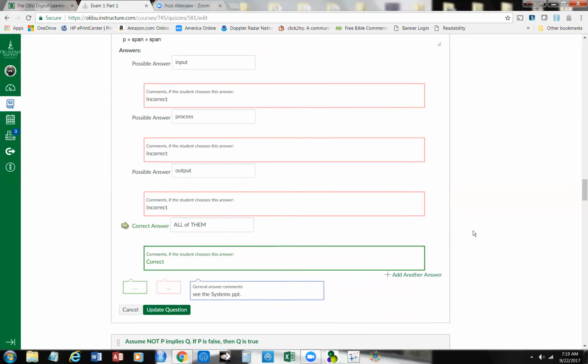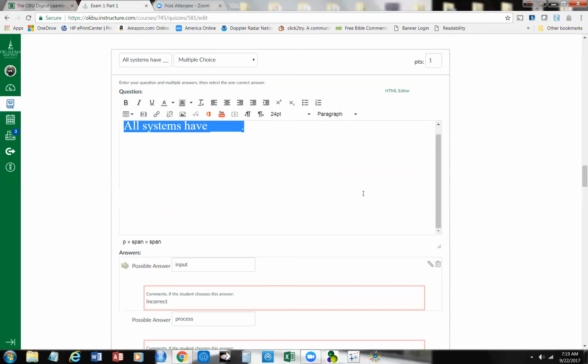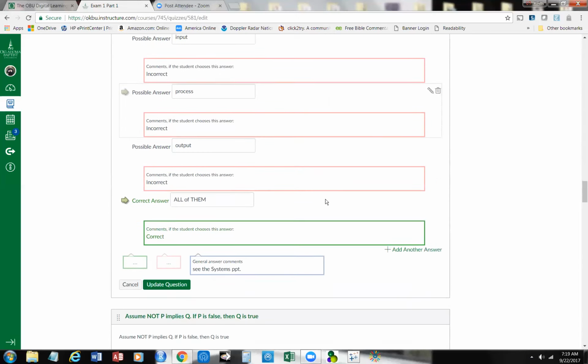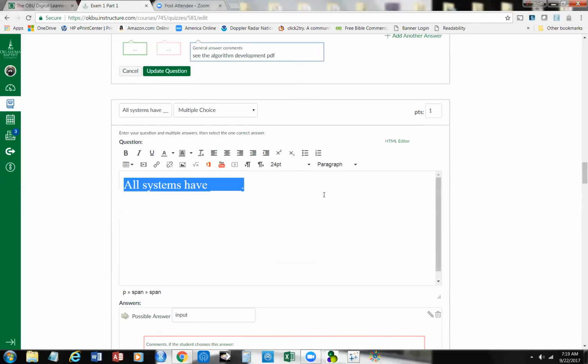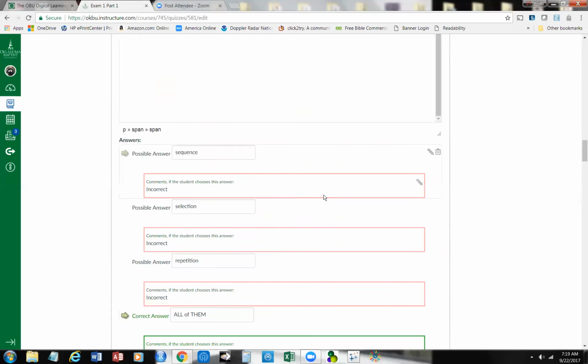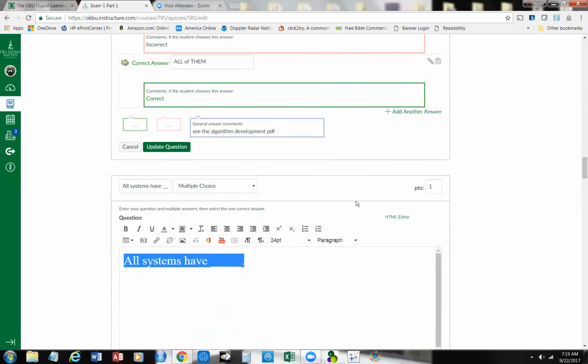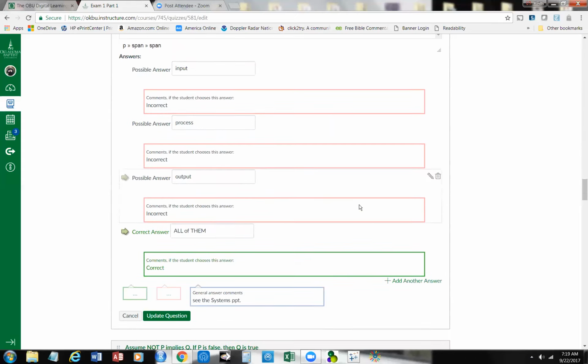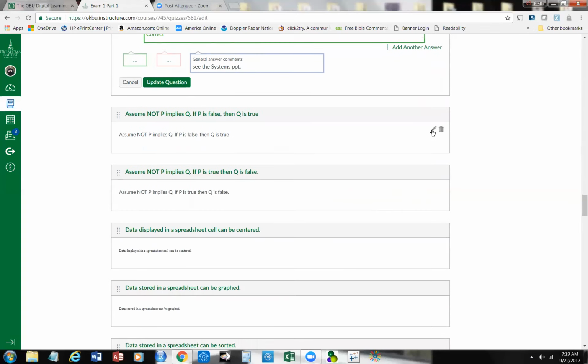And I gave you input, process, output. And the correct answer is all of them. We talked about systems, and there's a systems theory PowerPoint. But I also have said many times, and when we talked about spreadsheets, the input, output area. So all systems have input, process or throughput, and then output. So that was one we should have done. Let's see, we're through that question now. Let's look at the next one, and we'll edit it.